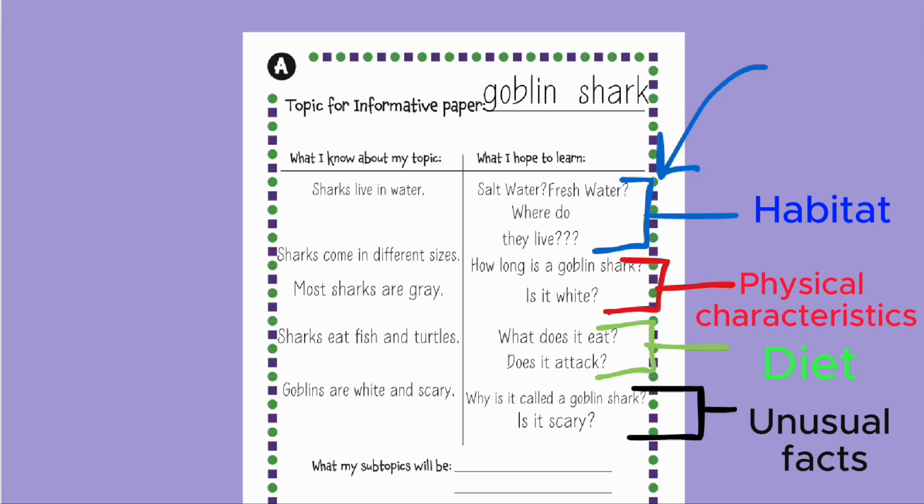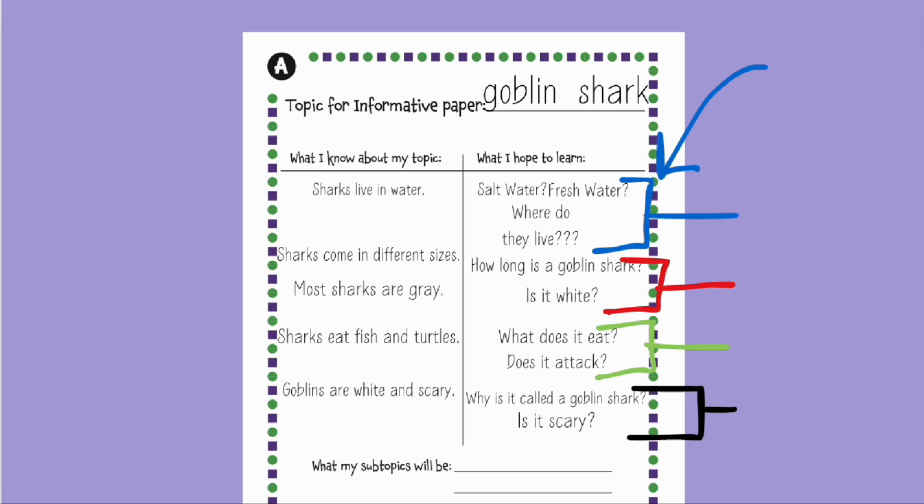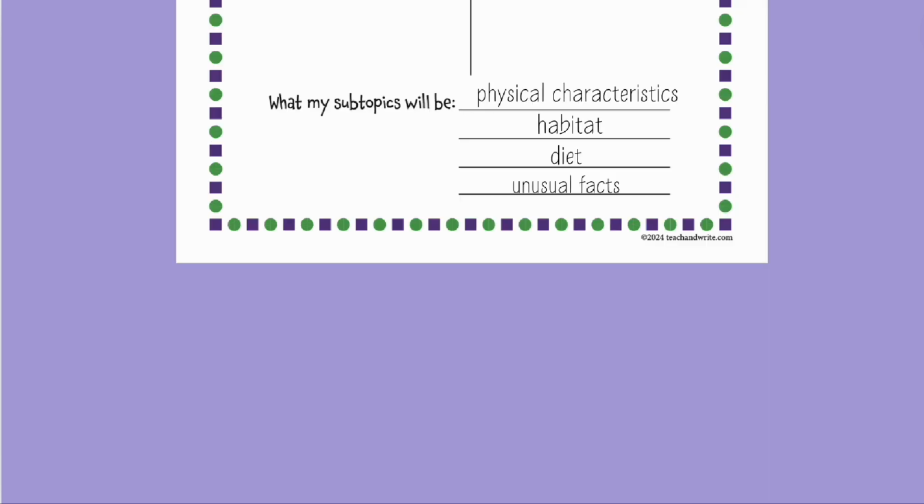By taking the time and pausing to go, what exactly do I want to learn? I could see some common themes popping up. These are going to be our subtopics. Go to the bottom of your page. What my subtopics will be. You'll notice I just grabbed those common themes of questions from up above and wrote them on the blanks here. I want you to do the same. Write down physical characteristics, habitat, diet, and unusual facts on those lines.